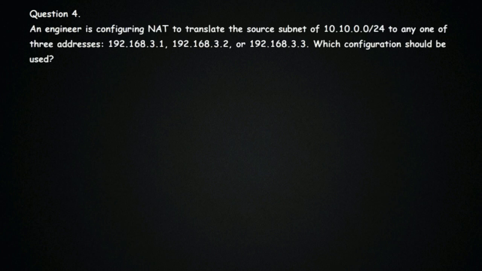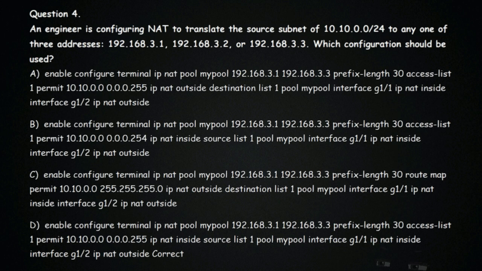Question 4. An engineer is configuring NAT to translate the source subnet of 10.10.0.0/24 to any one of the three addresses. Which configuration should be used? Options. Answer is D.